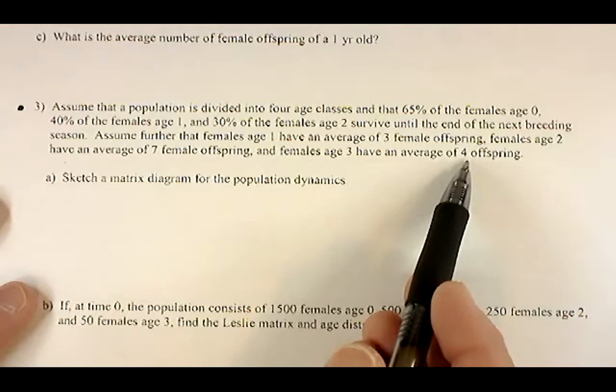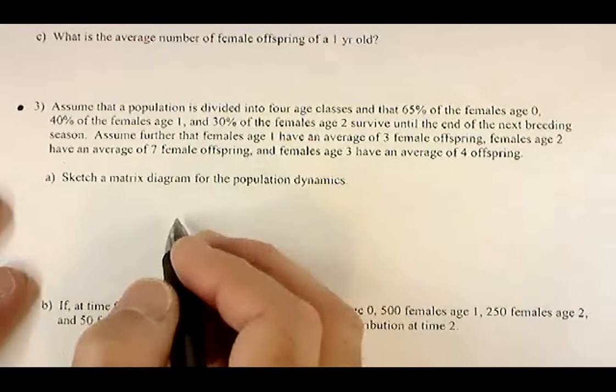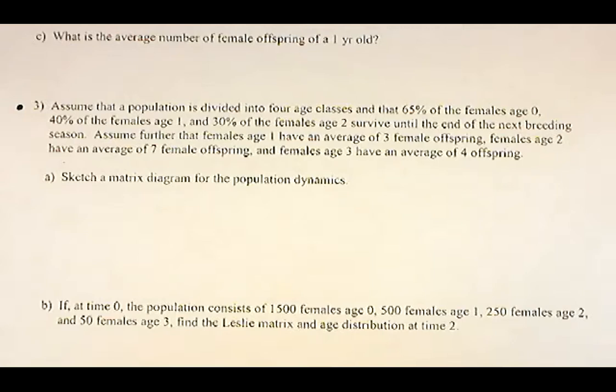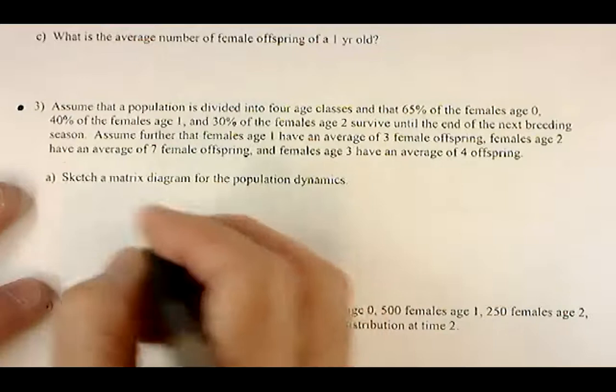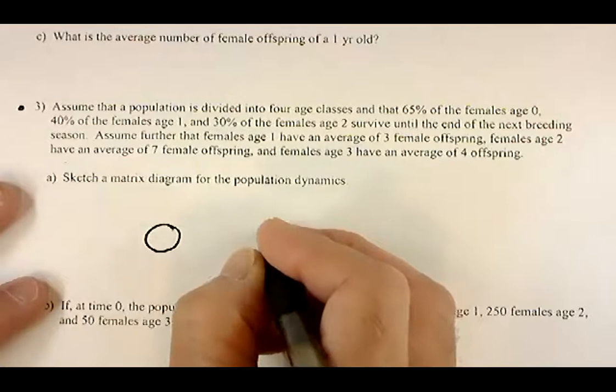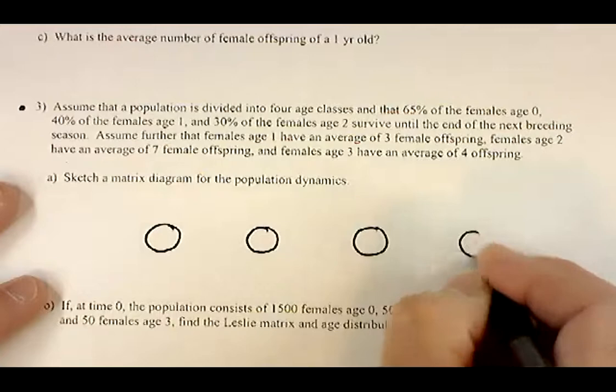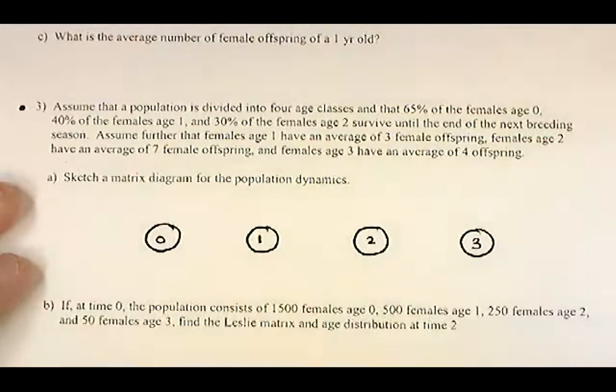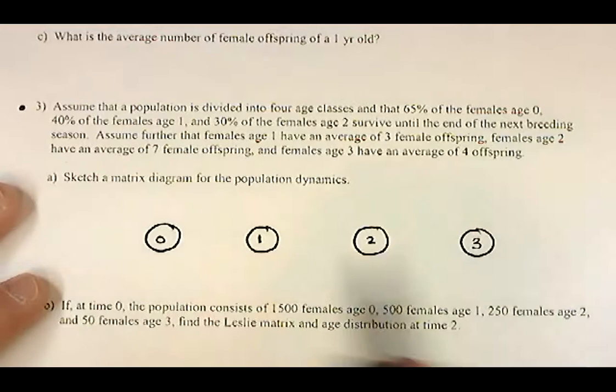And so one way to organize this, which is what the book is really focusing on here, is the idea that you could put this all in a matrix diagram. Meaning, let's re-summarize all this information, and here's one way to do it. If I make sort of a circle here, we have zero-year-olds, one-year-olds, two-year-olds, three-year-olds. And we can describe what's happening like this.